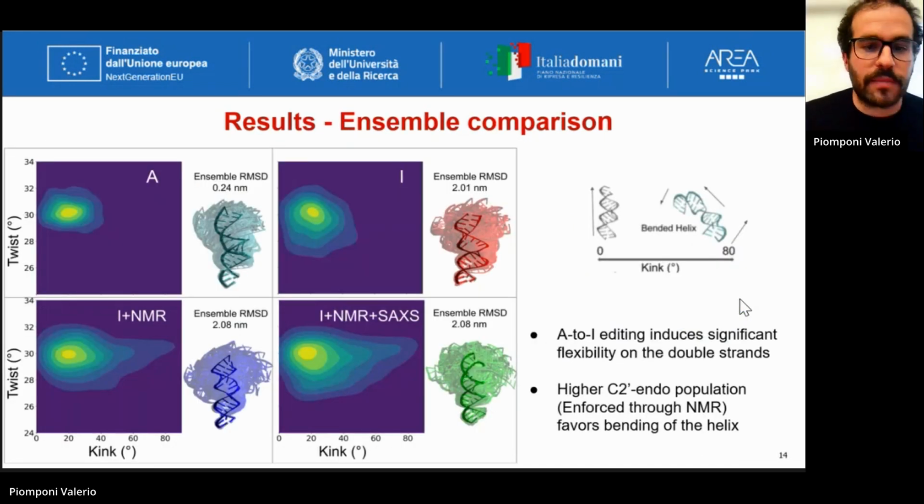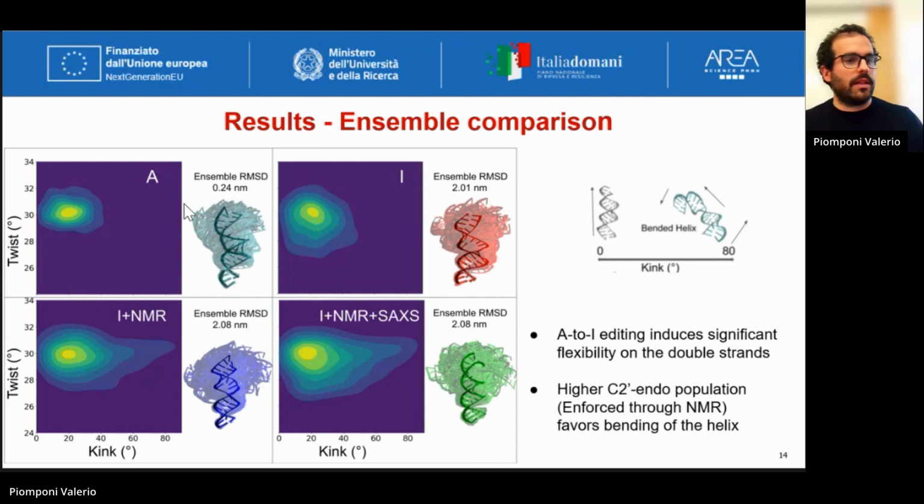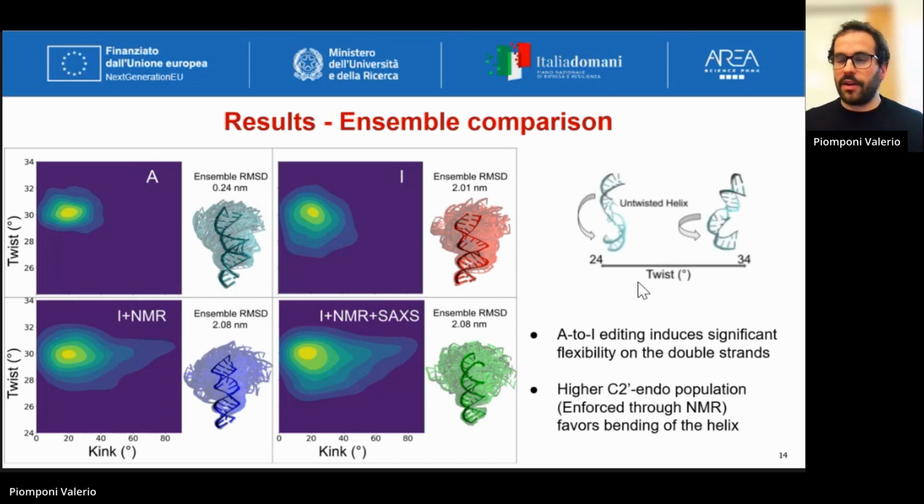We can also look and investigate to what extent the adenosine to inosine editing introduced flexibility on the double-strand RNA. I'm showing that by showing these two-dimensional density plots with respect to the twist and kink angle. The kink angle tells you how much a helix can bend, whereas the twist angle can tell you how much a helix can untwist, for example. And we can appreciate here that the inosine editing allows you more untwisting of the double-strand RNA.